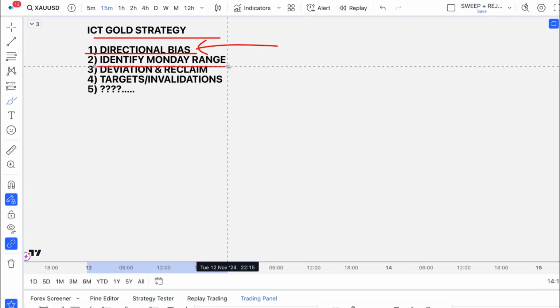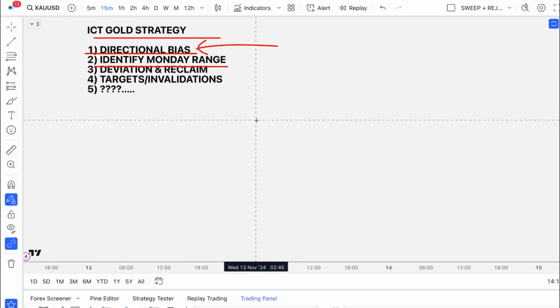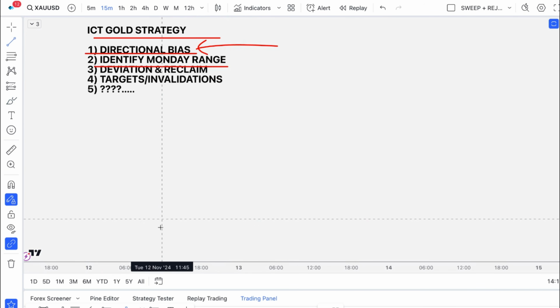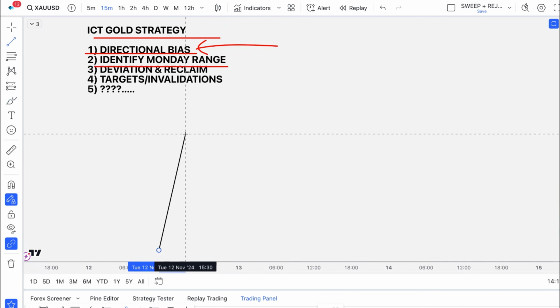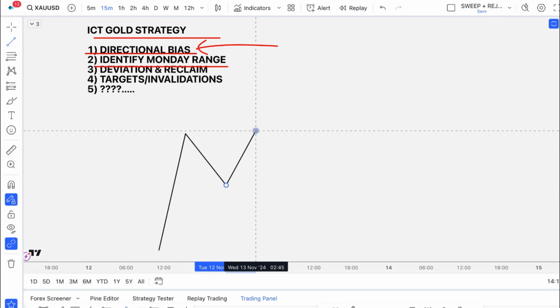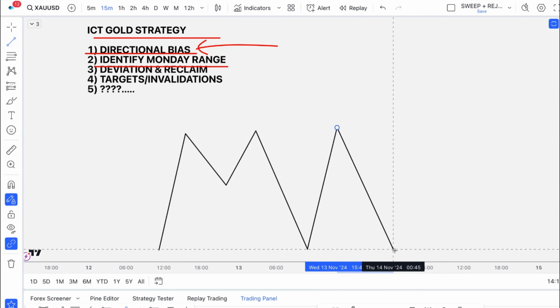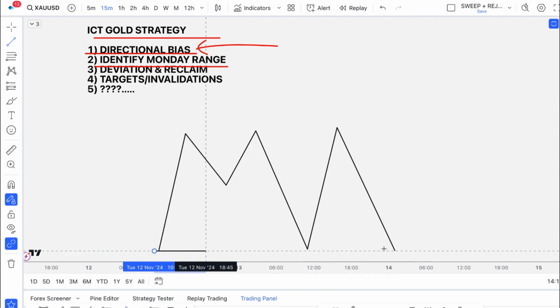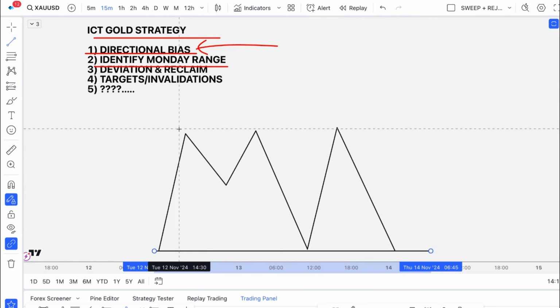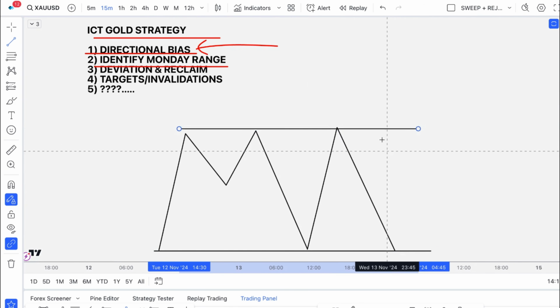Step number two is we need to identify the Monday day range. For example, on Monday, price is going to create a range, okay? And this is the dealing range that we're going to mark. So if this was Monday's price action, this is the range low and this is the range high.